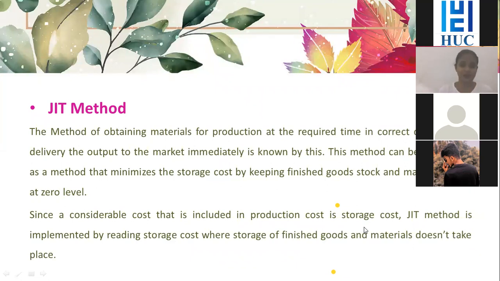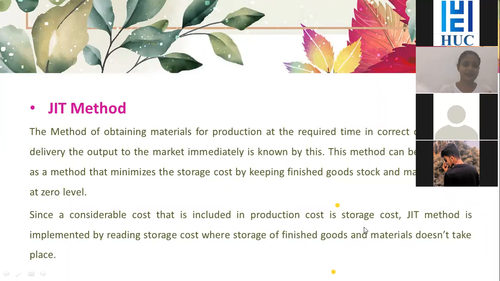They get inventory only when needed. Finished goods are also the same. Inventories means raw materials and finished goods. They produce only when the customer orders, then they produce it and directly send it to the customers. They don't keep any inventories. That is the just-in-time method.